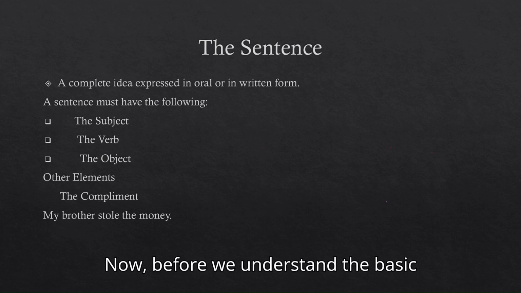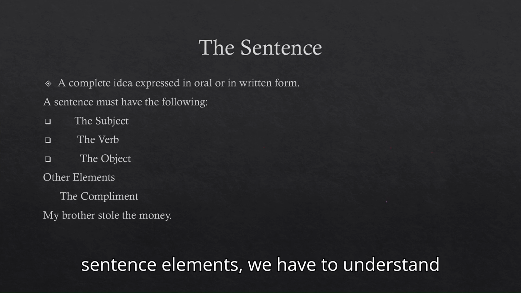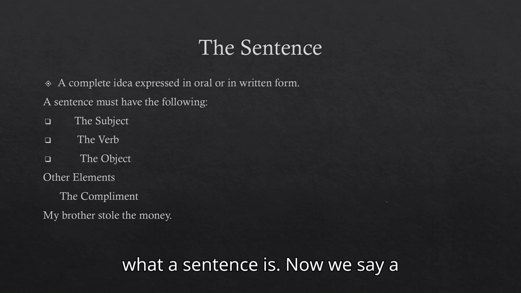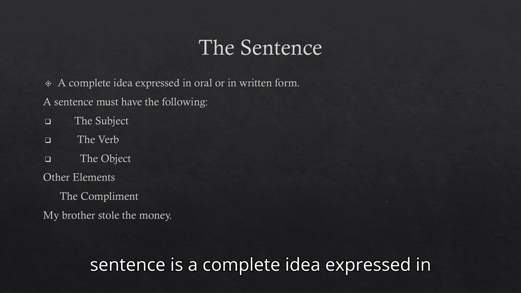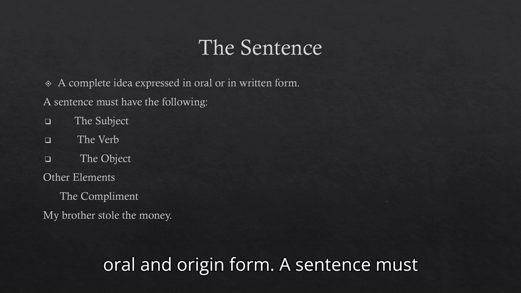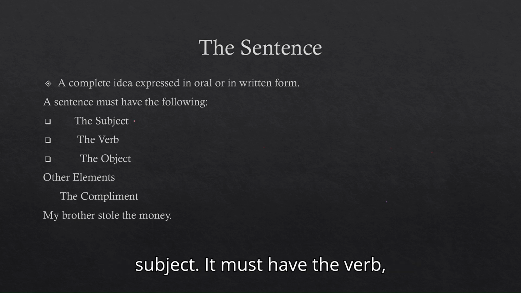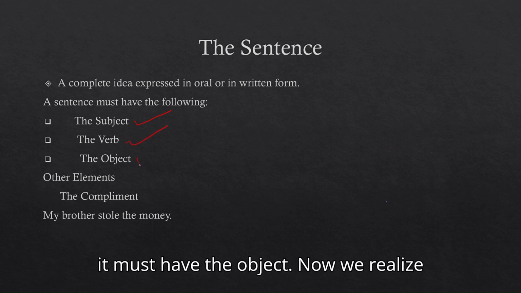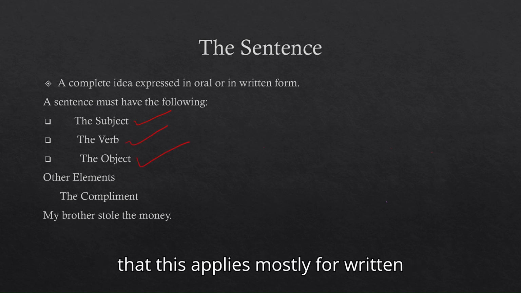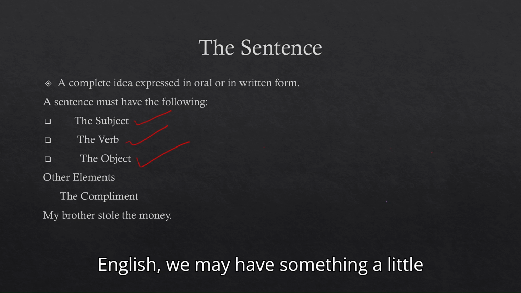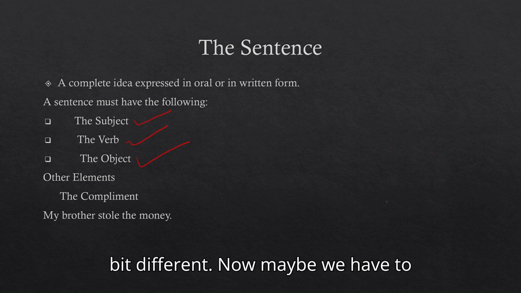Now, before we understand the basic sentence elements, we have to understand what a sentence is. Now, we say a sentence is a complete idea expressed in oral or in written form. A sentence must have the following. It must have the subject, it must have the verb, it must have the object. Now, you realize that this applies mostly for written English. When it comes to the spoken English, we may have something a little bit different.